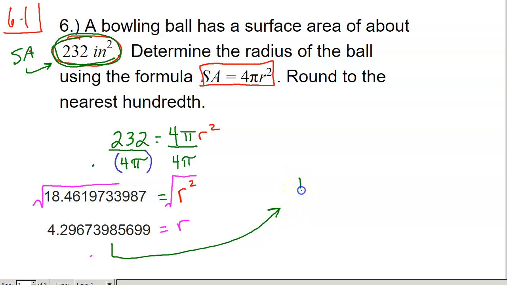So we can round here. I'm going to say the radius is about 4.3 because it's 4.296, and that is in inches.